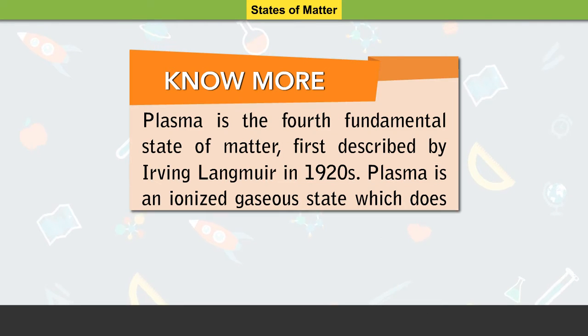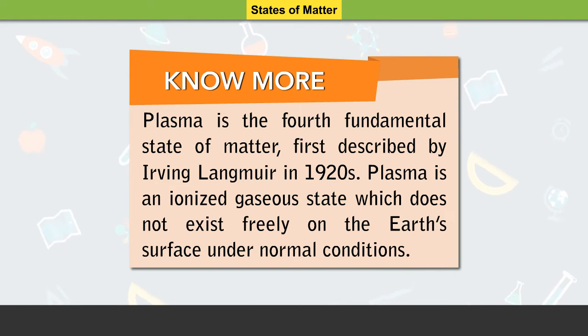Plasma is the fourth fundamental state of matter. First described by Irving Langmuir in 1920s, plasma is an ionized gaseous state which does not exist freely on the Earth's surface under normal conditions.